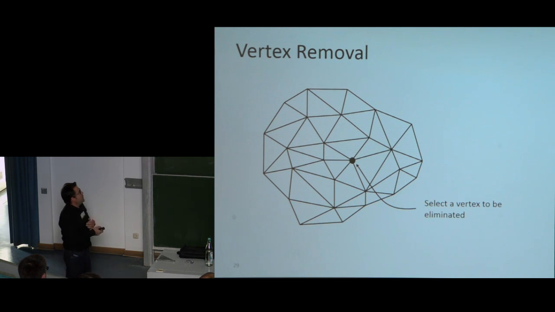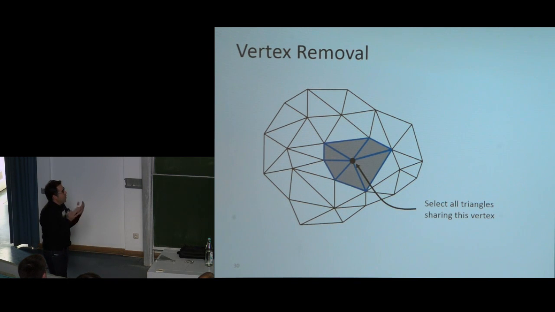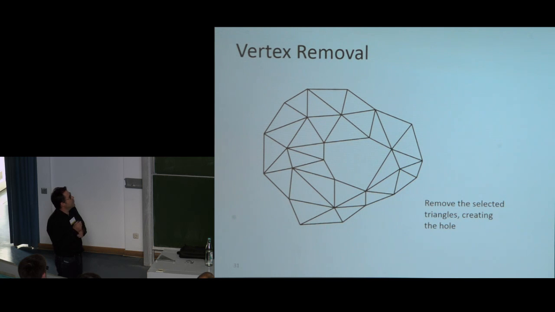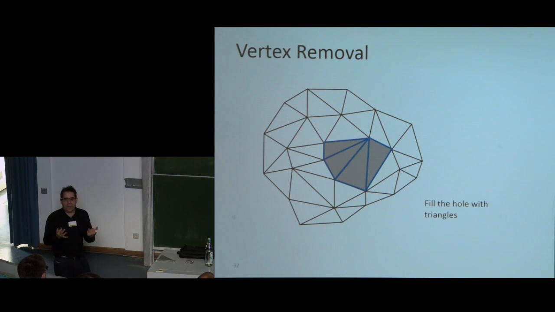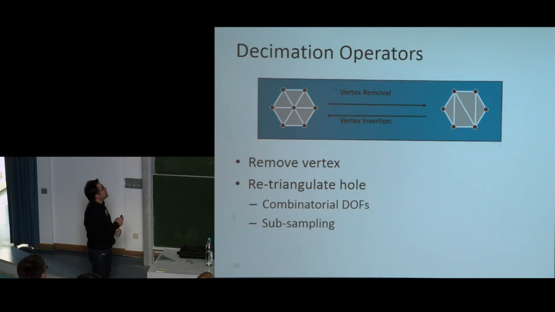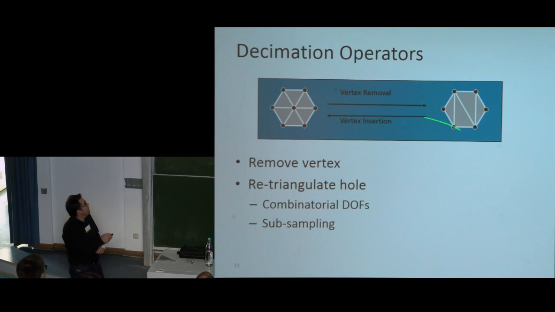So one operator, classical vertex removal: select the vertex to be eliminated from the mesh. You select all triangles sharing this vertex, remove the selected triangles, create a hole, and then you fill the hole with triangles. And of course, you see this vertex insertion, which is the inverse operator.